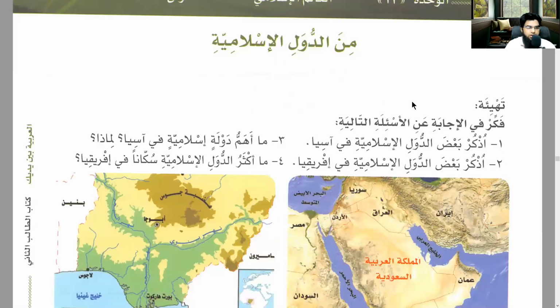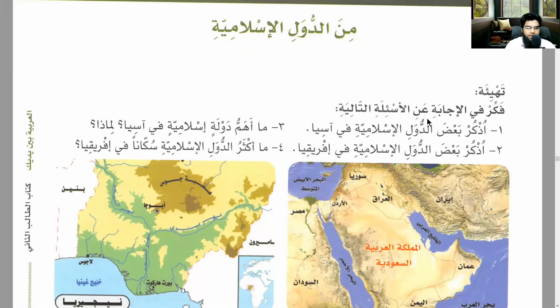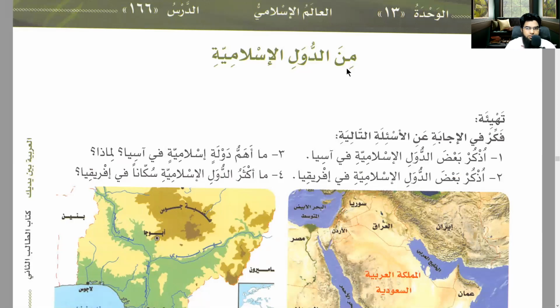In a dual, tahiyatun, preparation. فكر في الإجابة عن الأسئلة التالية. Think about the answers of the following questions. اذكر بعض الدول الإسلامية في آسيا. Mention some of the, see بعض. See some. He used some. Because min here, it's tab'idi. It's min of some, yeah?